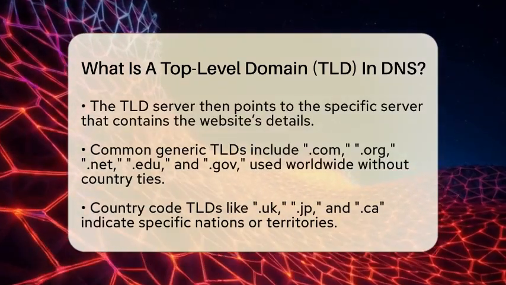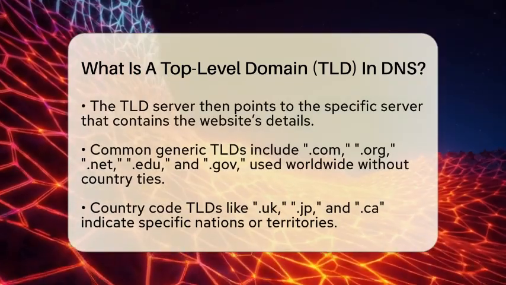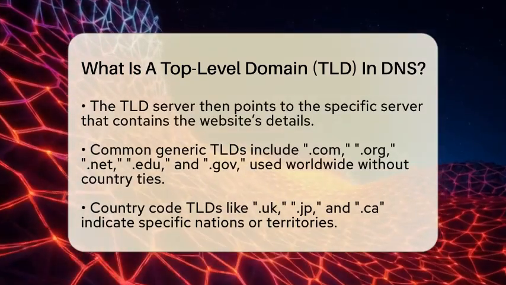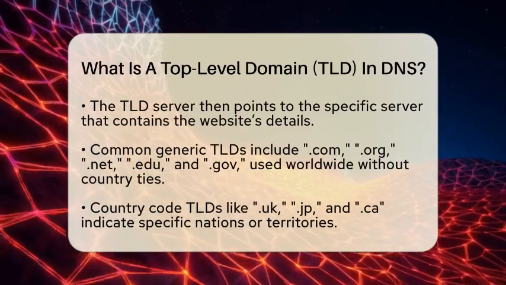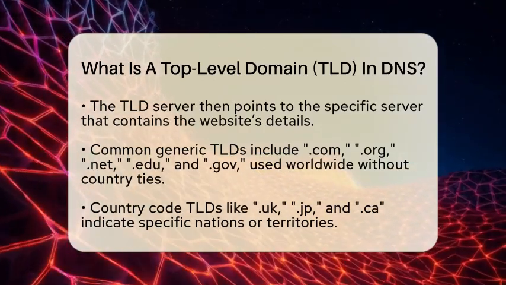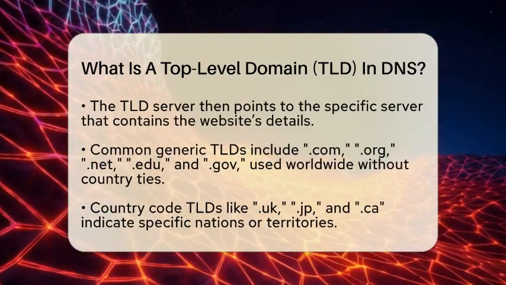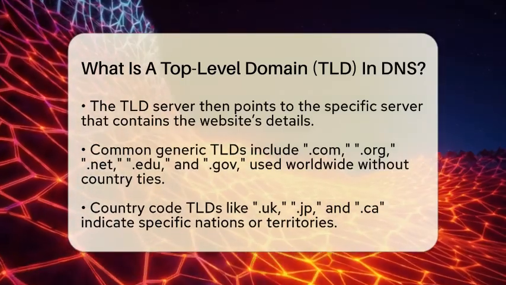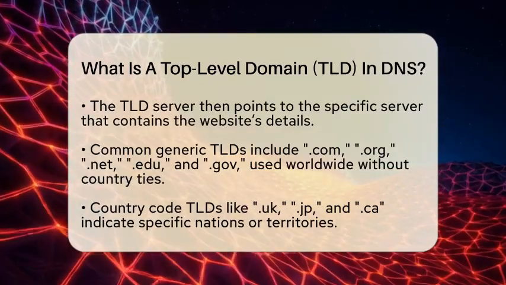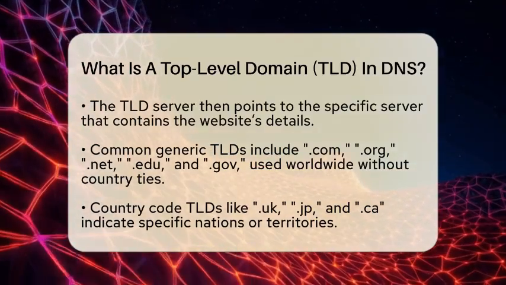There are different kinds of TLDs. The most common are the generic top-level domains, or gTLDs. These include .com for commercial sites, .org for organizations, .net for network providers, .edu for educational institutions, and .gov for government agencies. These are used all over the world and aren't tied to any specific country.